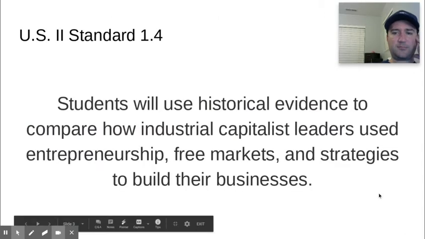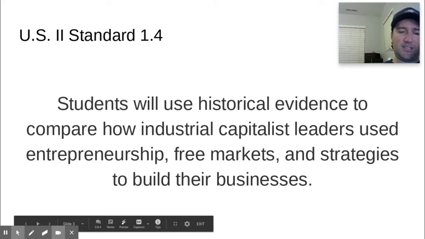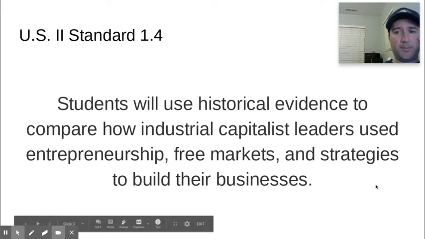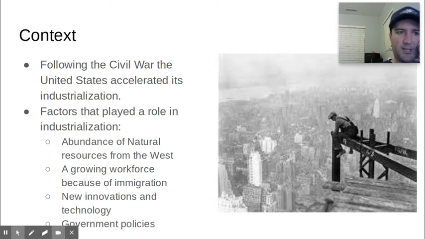The standard we are going to is standard 1.4. So we skipped a couple. We will go back to them. But we felt as a department this would be a better order in teaching this material. So students will use historical evidence to compare how industrial capitalist leaders use entrepreneurship, free markets, and strategies to build their businesses.